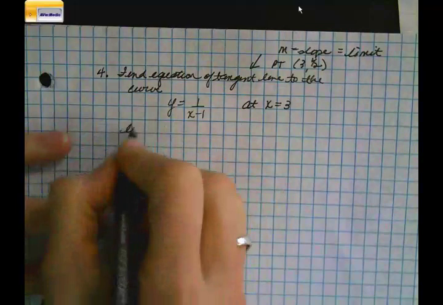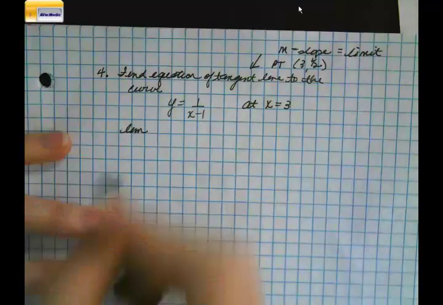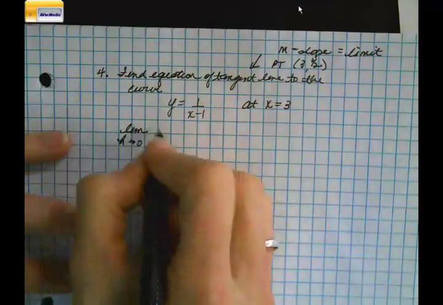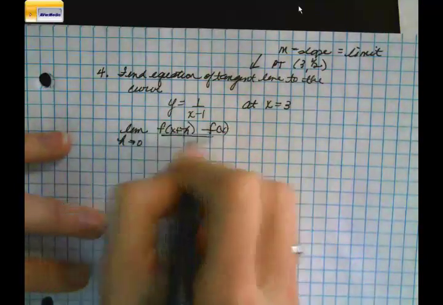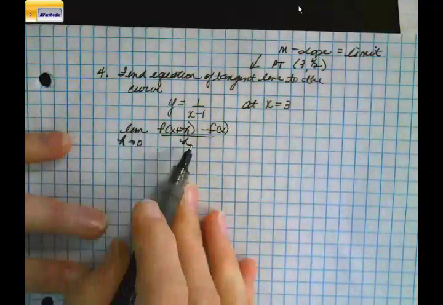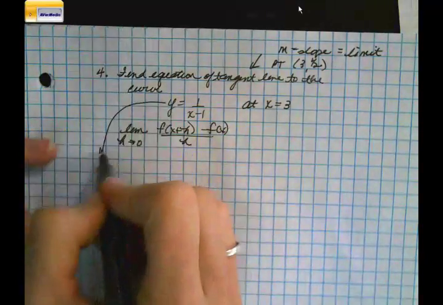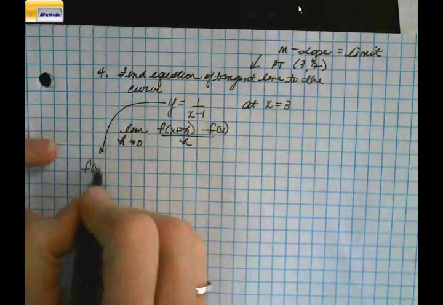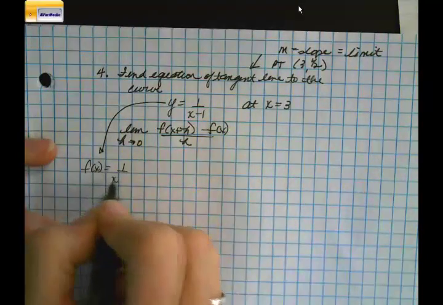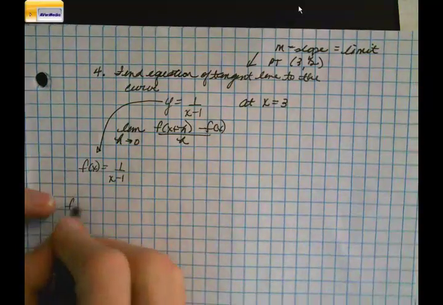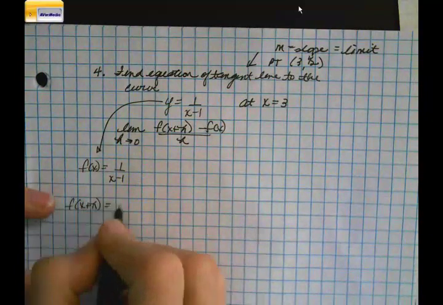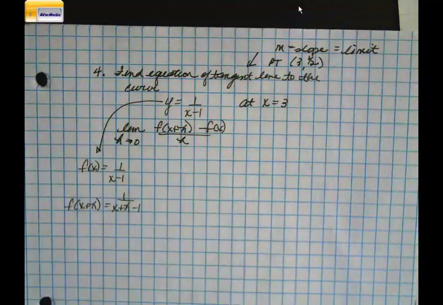So here we go. I'm going to have to find the limit. To get the slope, I'm going to have to find the limit as h is approaching 0 of what they call the difference quotient. And everything's kind of in function notation. So I'm going to rewrite this. Instead of y equals, I'm going to write it as f of x equals 1 over x minus 1. So I can use direct substitution to the difference quotient, and it all kind of flows more smoothly for me. And then the f of x plus h is going to be 1 over x plus h minus 1.